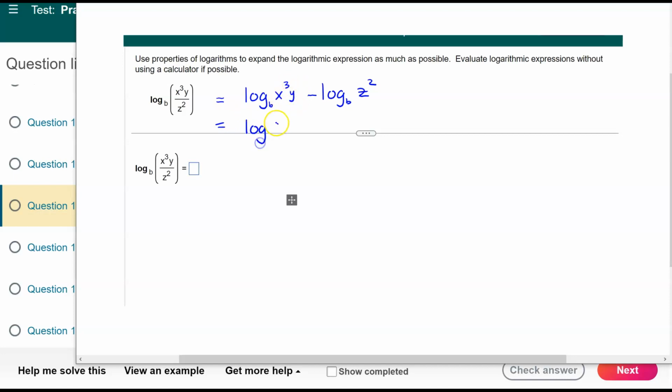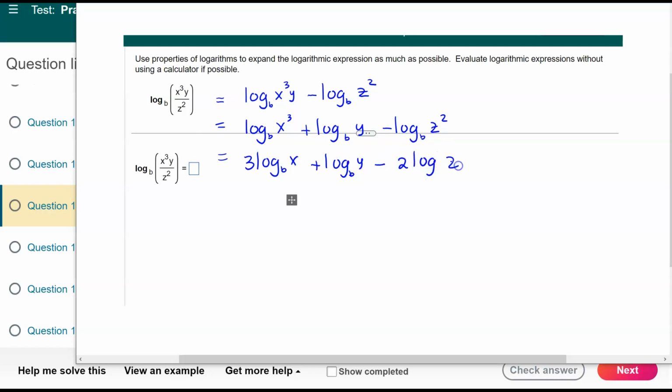So you have log of x cubed base b plus log of y base b minus log of z squared base b. Now with all those powers, you have to apply the power rule. So this is 3 log of x base b plus log of y base b minus 2 log of z base b. This is the expanded form.